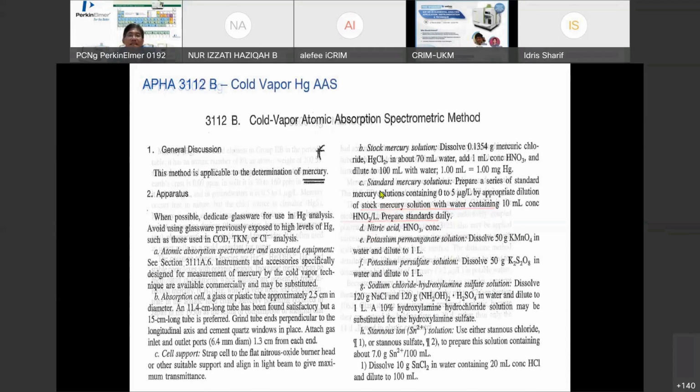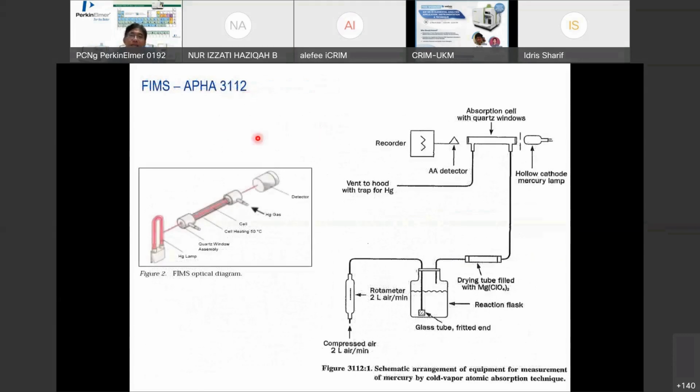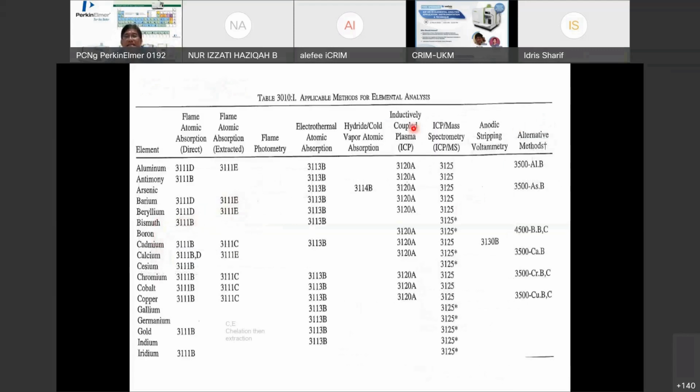So now 3112, this is the cold vapor AAS technique. Cold vapor because mercury is stable at ambient temperature without any heating. So just apply sodium borohydride, which reacts with acid, HCl, to produce hydrogen. Hydrogen reduces mercury 2+ into mercury atom at ambient temperature. Therefore, it is named cold vapor, without any heating. So when transferred to the quartz cell, you have the hollow cathode lamp and the detector. Okay, now this is listed in the method.